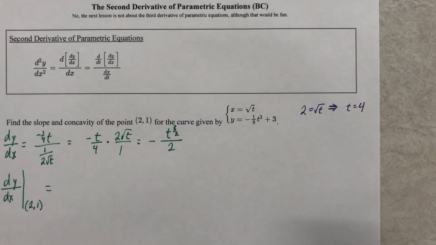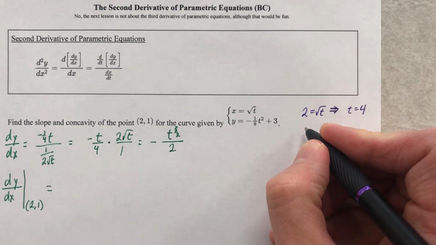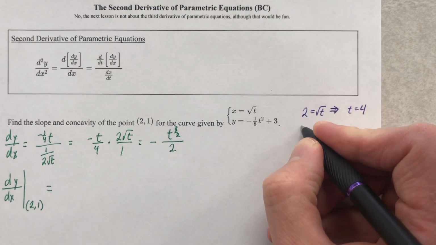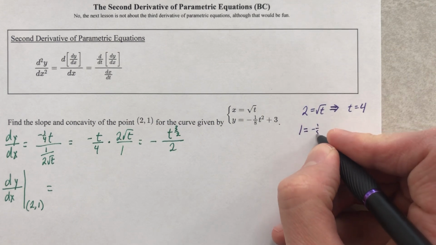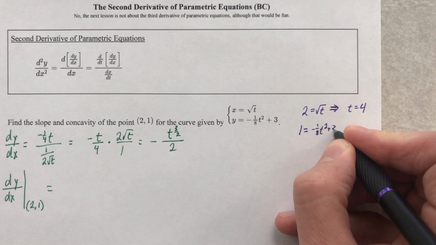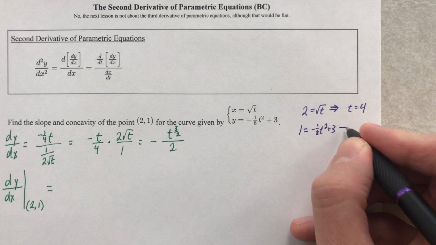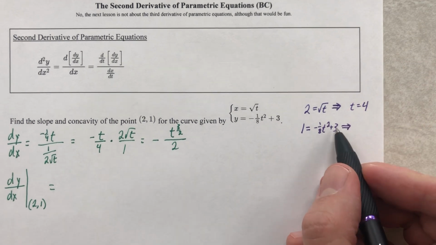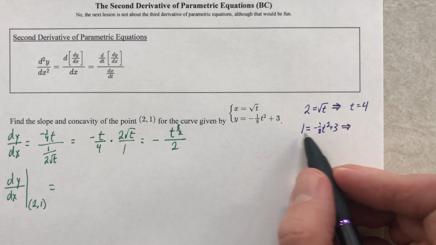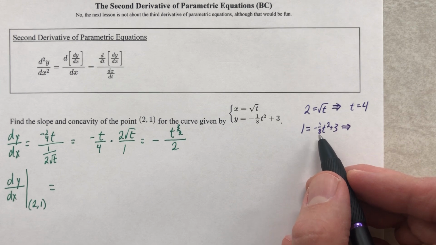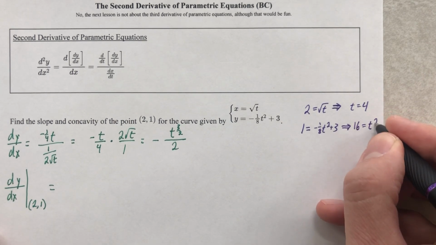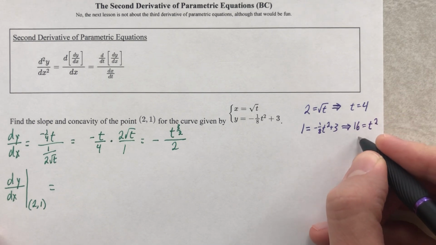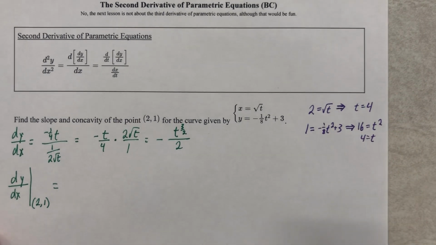And I hope that's true because I'm going to test it with this one, if I have time on a free response question. 1 equals 1 is the y value, and that equals -1/8 t squared plus 3. Let's subtract 3, gives me -2, multiplied by -8, gives me 16. And that is equal to t squared, which gives me 4 equals t. So yeah, we found t.